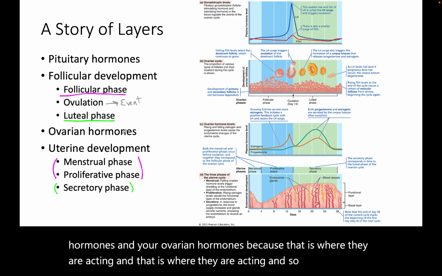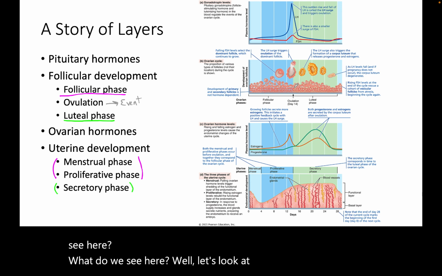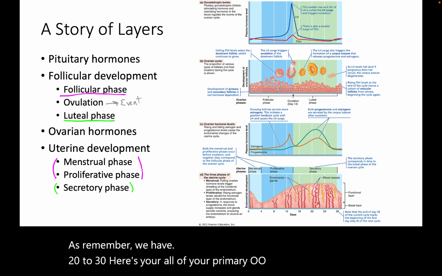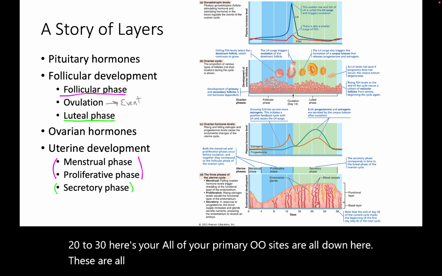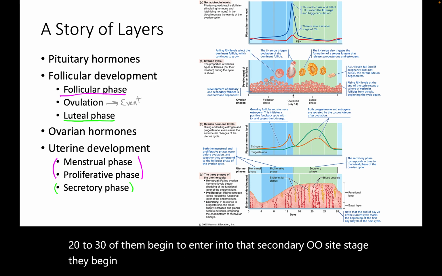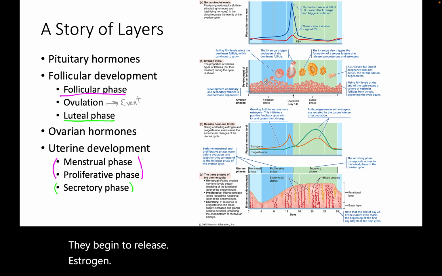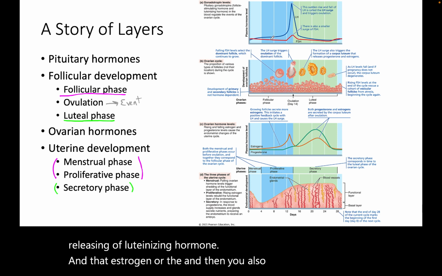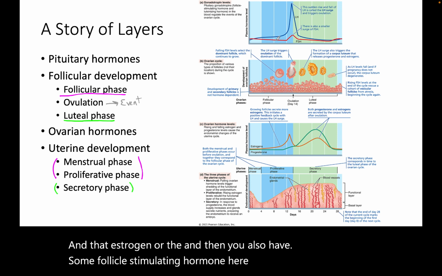And so what do we see here? Well, let's look at this. Remember, we have 20 to 30. Here's all of your primary oocytes all down here. 20 to 30 of them begin to enter into that secondary oocyte stage. They begin to release estrogen, and that estrogen is due to, come up here, the beginning releasing of luteinizing hormone. And then you also have some follicle stimulating hormone here, although those levels are starting to decrease.